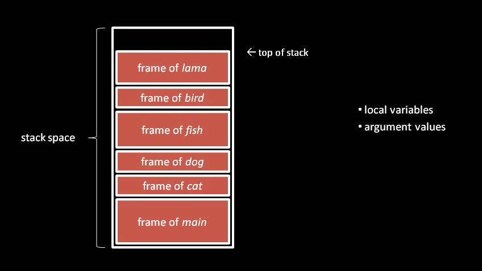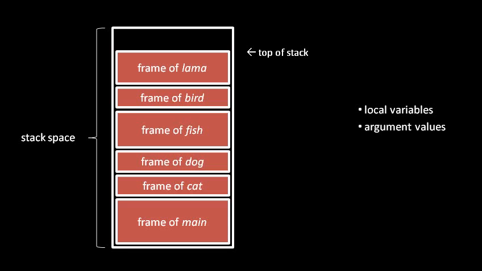So if we pause the program at this point and look at the stack, by virtue of the fact that the frame of llama is at the top of the stack, that tells you that that invocation of llama is the function that is currently executing. The frame at the top always belongs to the currently executing function. Also notice that when the program executes, it needs to keep track of where the top of the stack currently is, because that tells it where to place the next frame when another function gets invoked.